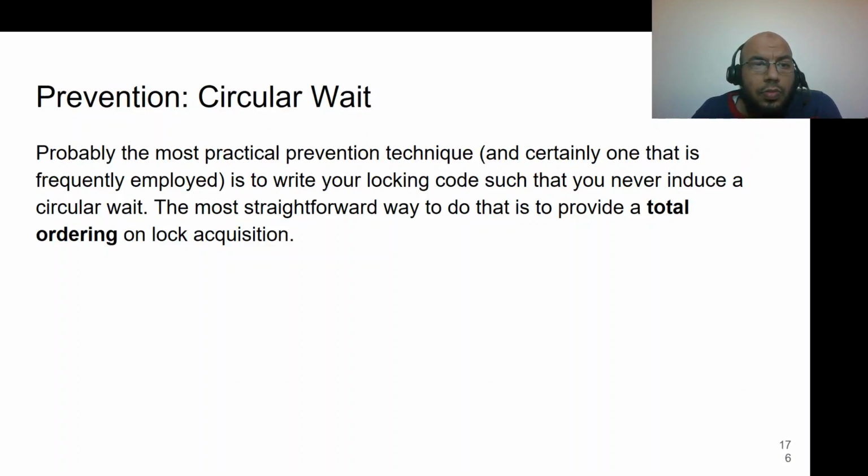Okay, so the first prevention mechanism is to make sure that there are no circular waits in your system. And this is probably the most practical prevention technique. So you basically draw a resource diagram showing total ordering, showing ordering of what needs to be done. One way to enforce the case of no circular waits is to have an enforced total ordering on lock acquisition. So you have to acquire lock 1 first, lock 2 second, lock 3 third, and so on.